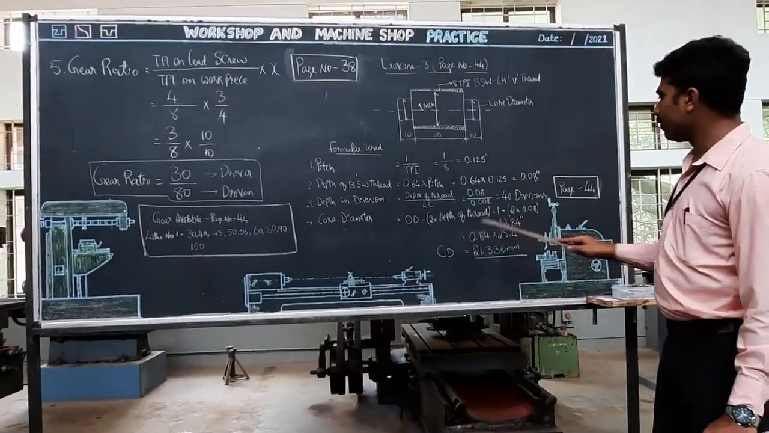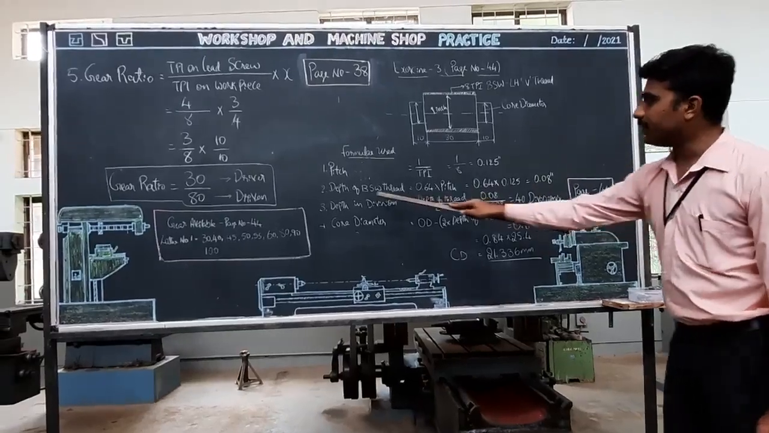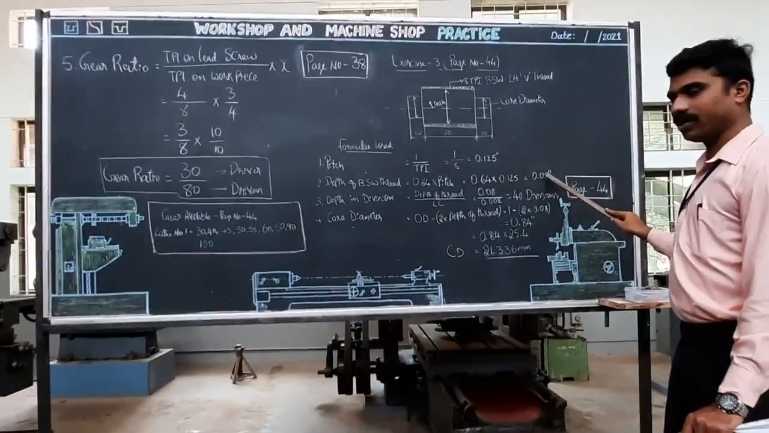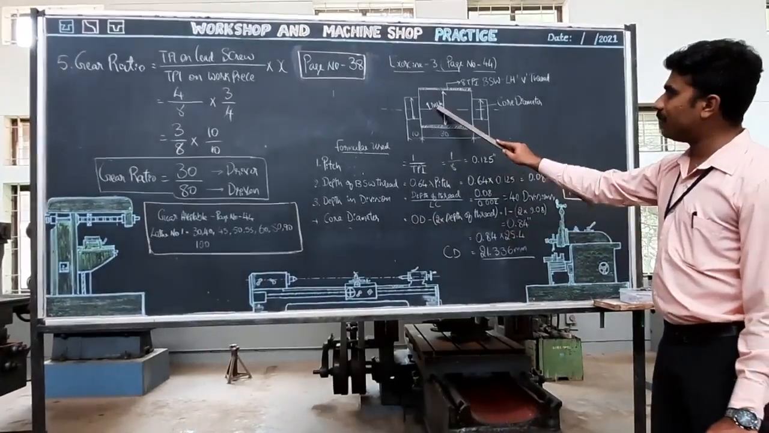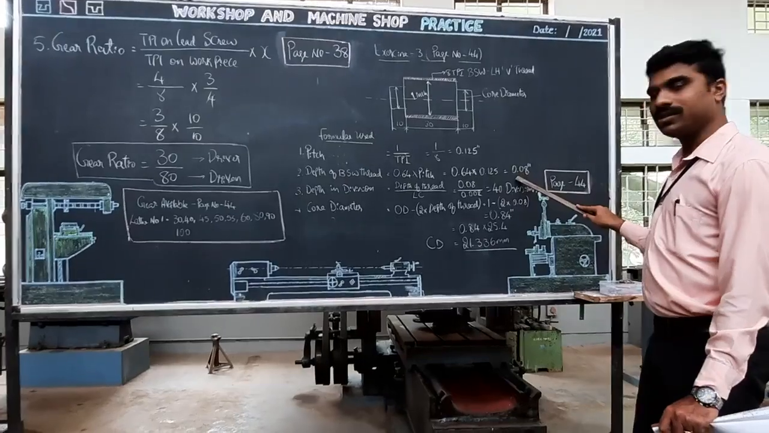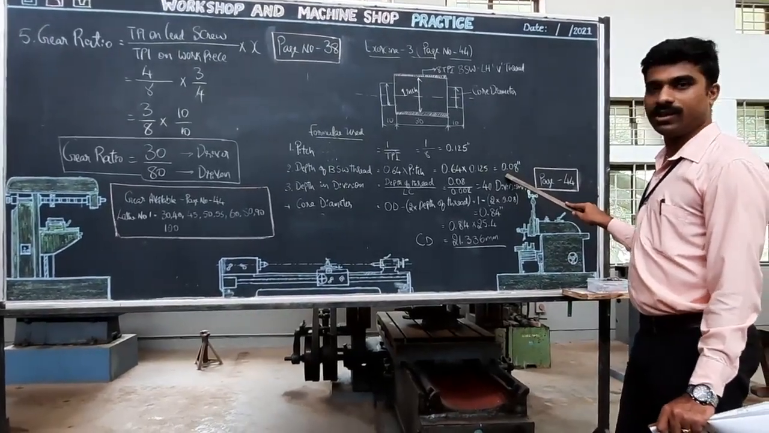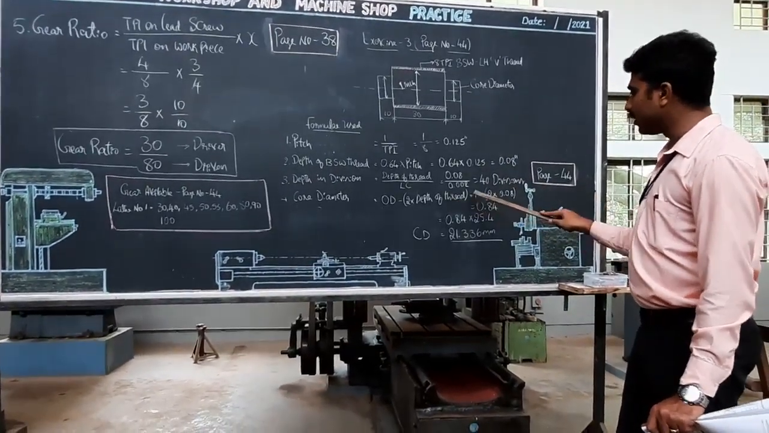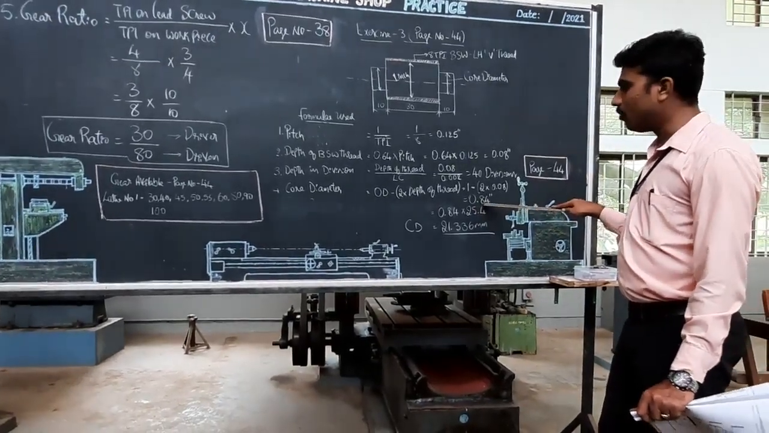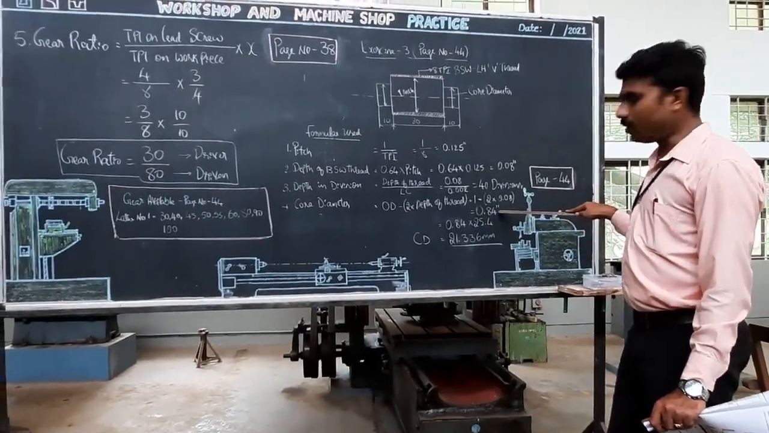What is the depth of thread? Depth of BSW thread, you can see, is 0.008. So OD, the outer diameter, is 1 inch, minus 2 into depth of thread, which is 0.008. If you calculate this, you will get the answer 0.84 inch.